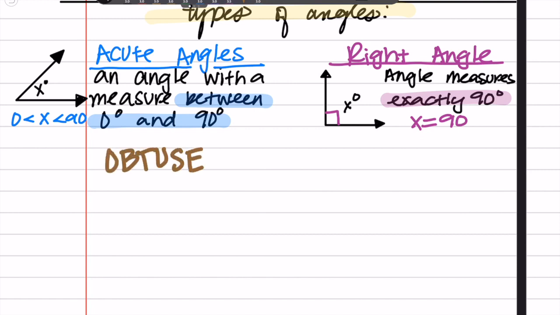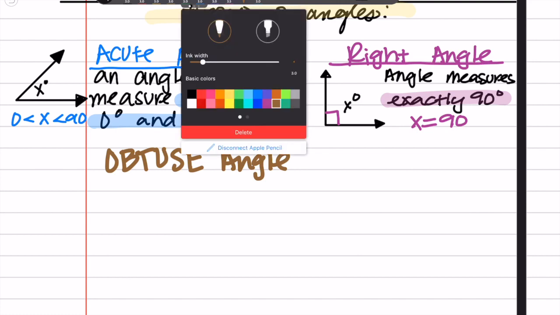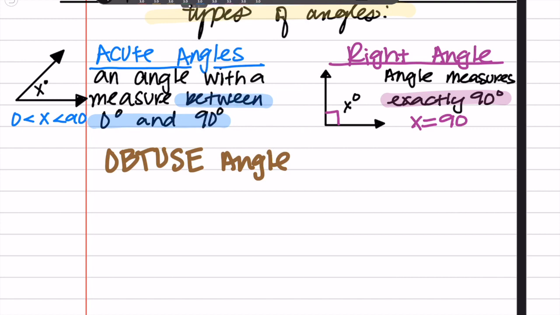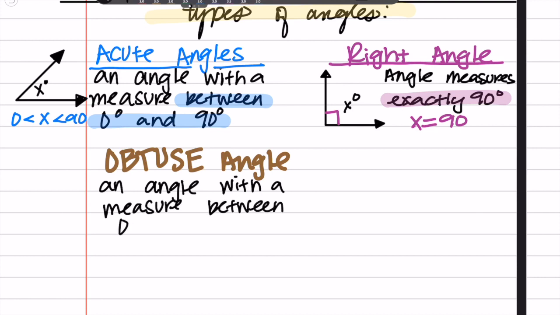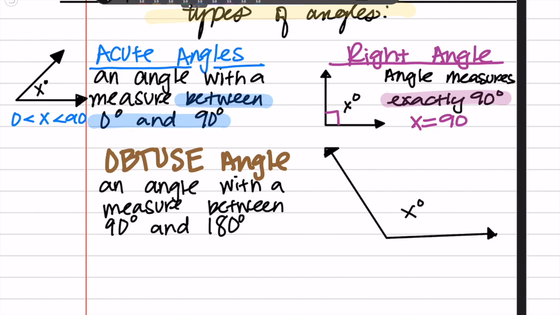Next up, we've got our obtuse angle, and you'll notice that I'm writing it super thick, and that's because an obtuse angle means it's one of our bigger ones. So it's an angle with a measure between 90 degrees and 180 degrees. And you'll notice I left a lot of room because our diagram is going to be huge. It's going to be obtuse. And again, it does not necessarily need to be drawn to scale for this one, and most of the time it won't be.